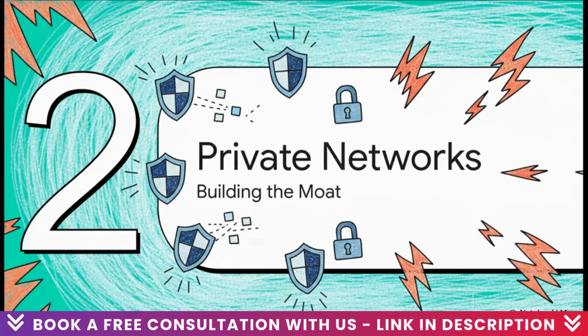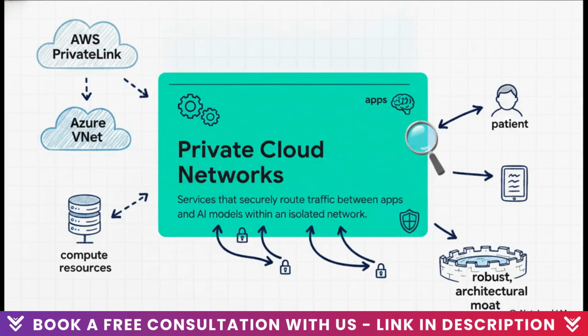Moving on to step 2, the moat, setting up private networks. Even with that legal foundation in place, you absolutely do not want highly sensitive clinical data traveling across the public internet. This is where you bring in network infrastructure services like AWS Private Link or Azure VNet. When your application asks the AI model to, say, summarize a clinical note, these services route that request and the response entirely within a private, isolated network. The data never sees the public web, giving you a rock-solid architectural moat.